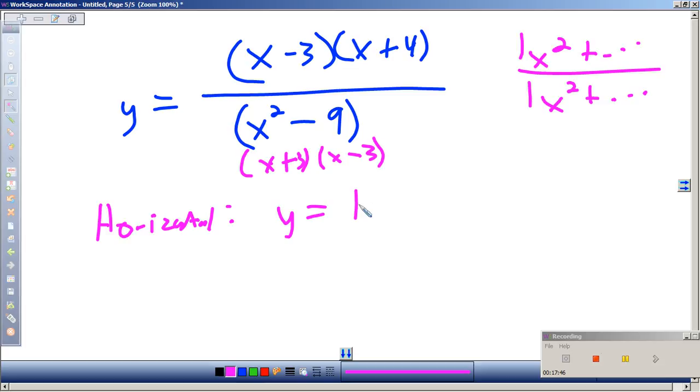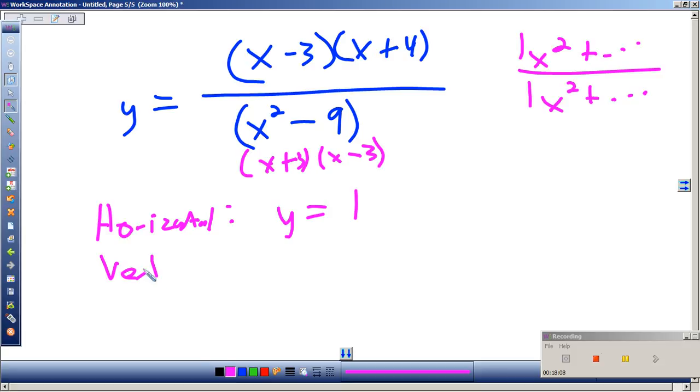There was only one x. Okay, that's it. So remember, when you see this, you would have to multiply them together to be sure. If you had a 2 here, notice it'd be a 2x squared. So this tells us the horizontal asymptote.